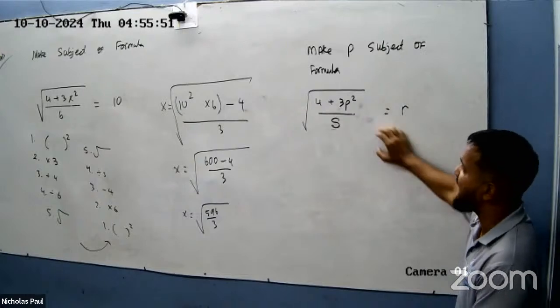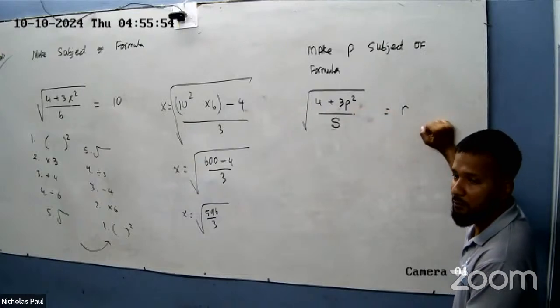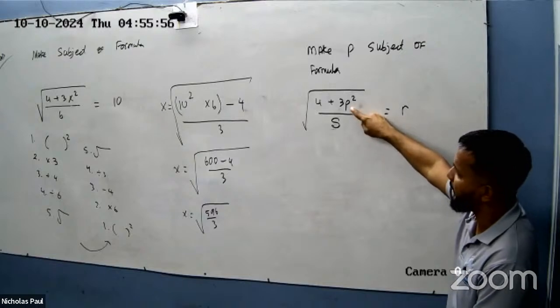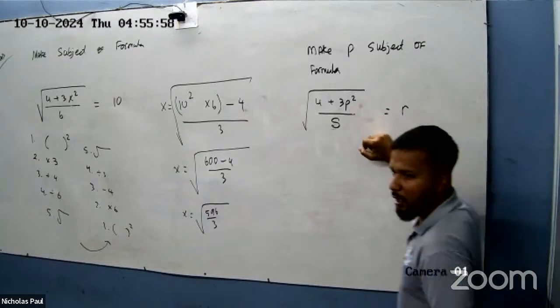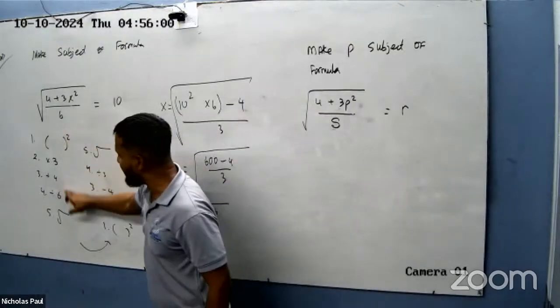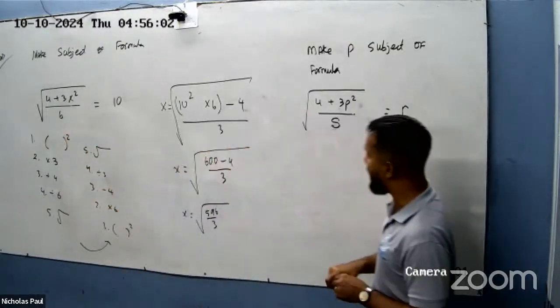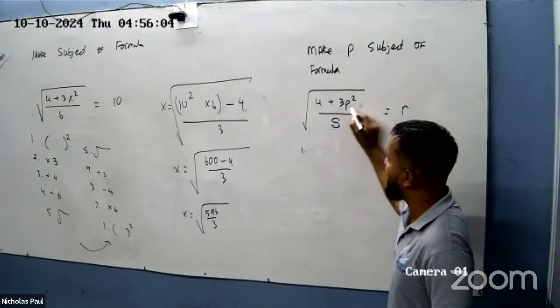Anything different besides the letters? If you had to make P the subject, anything different? Do I do 5 different things? Right? Help me out now. So what's the first thing I'm gonna do to P?